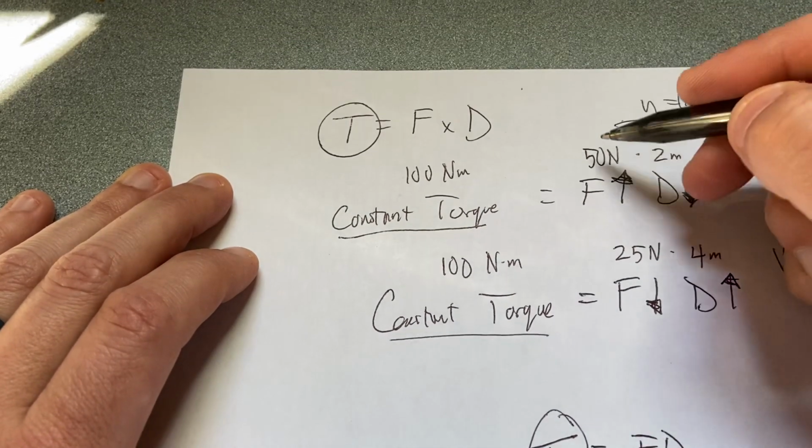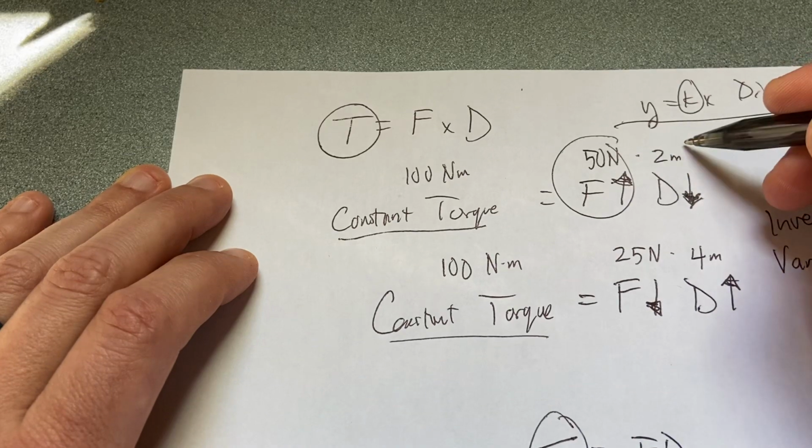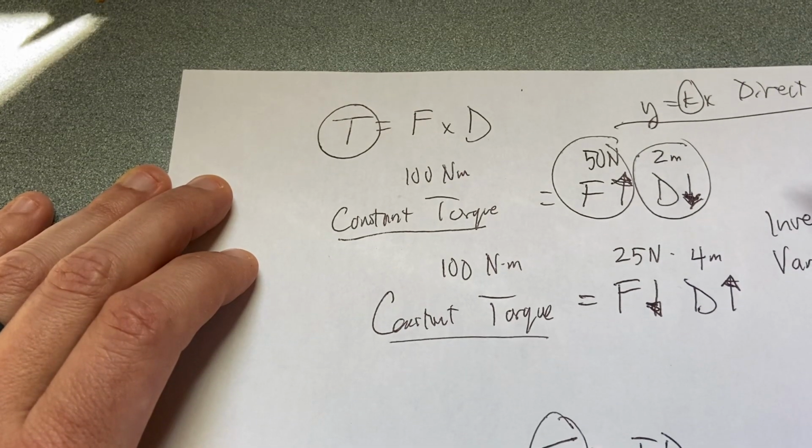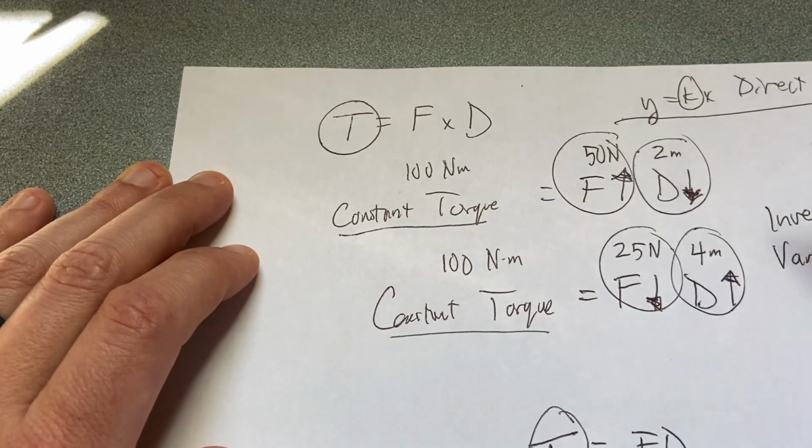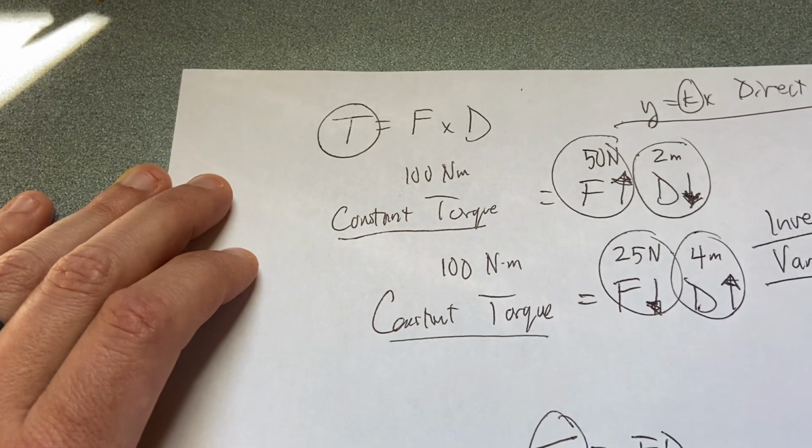So what just happened? The force went up, the distance goes down. The force goes down, the distance will go up. That is inverse variation, right?